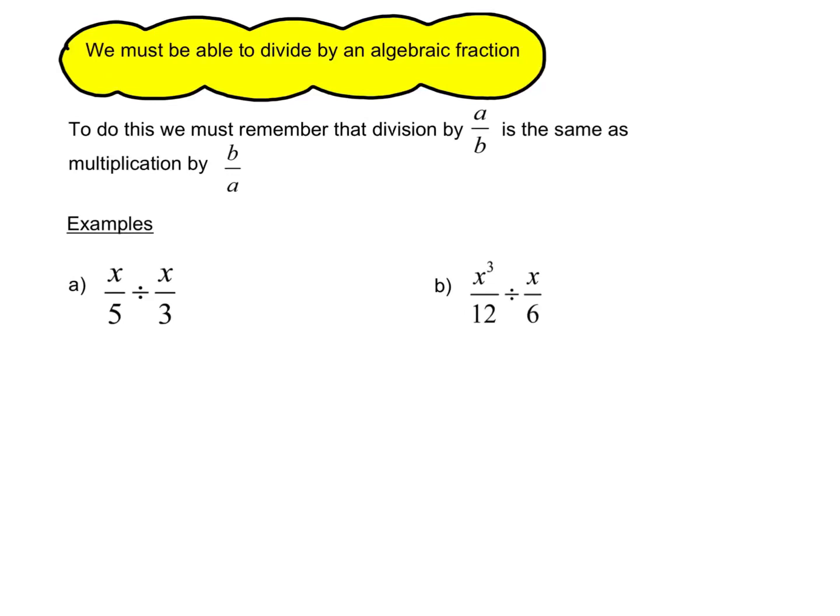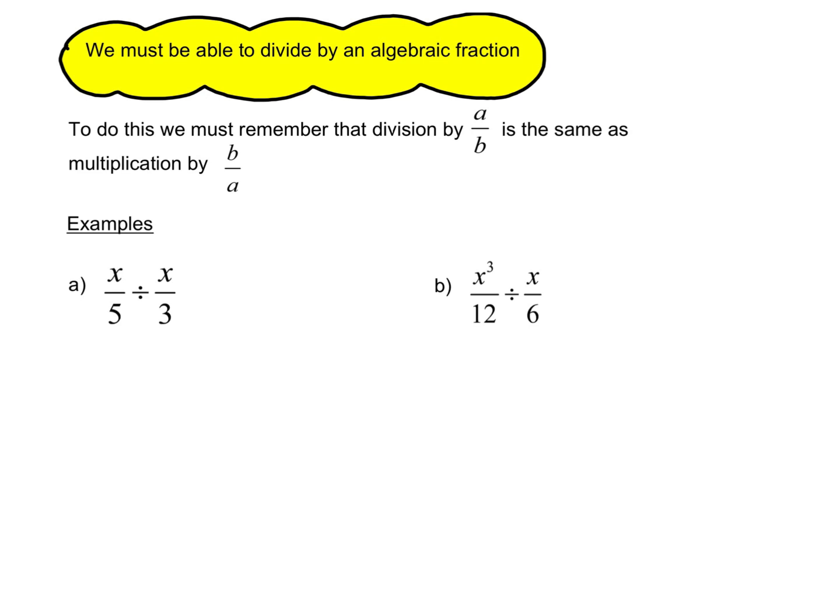In this video, we're going to look at dividing by an algebraic fraction. Now, there's a basic rule to do this, which will make it very easy. Basically, if I'm dividing by a fraction a over b, it's exactly the same as multiplying by b over a. In other words, I can take the fraction I'm dividing by, flip it upside down, and then multiply instead.